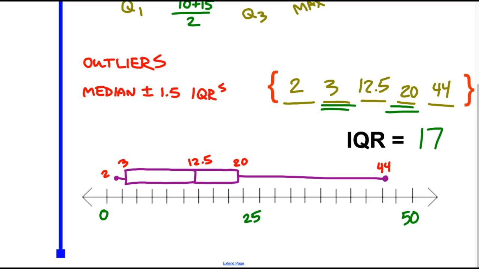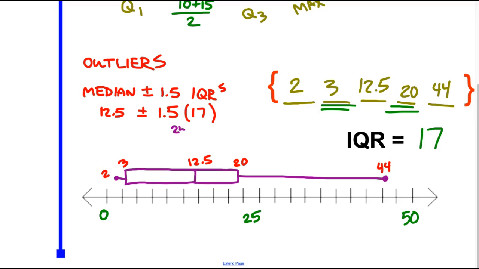Okay, so in this case, let's determine what you might think an outlier would be. 44, let's just see. So let's find our outlier boundary points. The median is going to be 12.5, and let's do plus or minus 1.5 IQRs. What's the IQR? 17. So 1.5 times 17. Half of 17 is 8.5, so 8.5 plus 17 is 25.5.